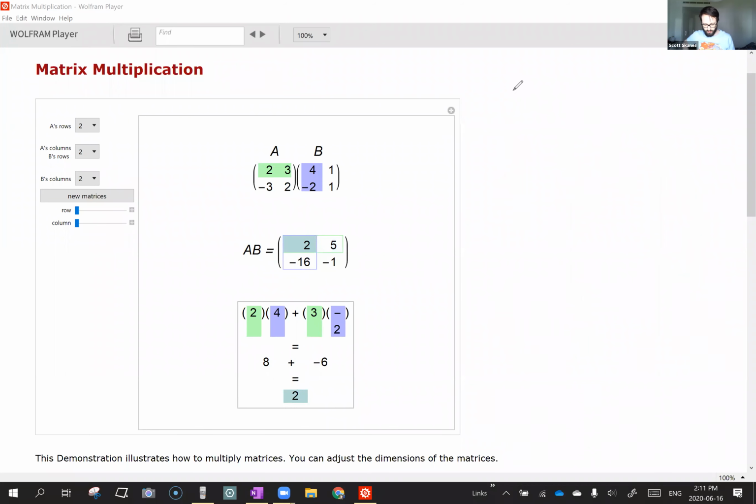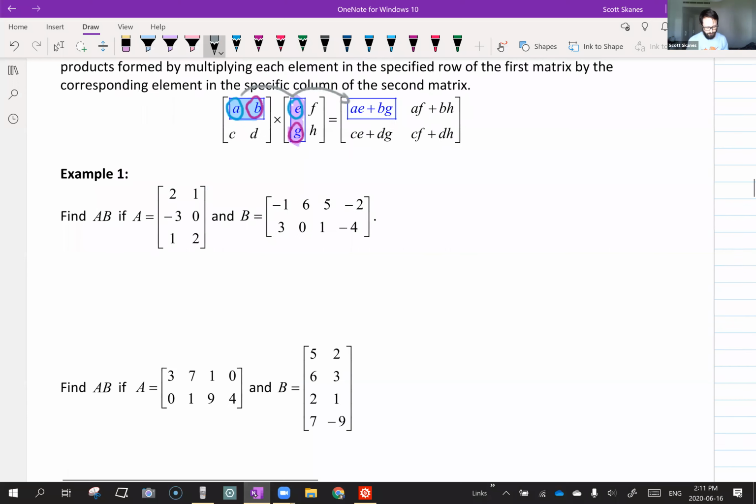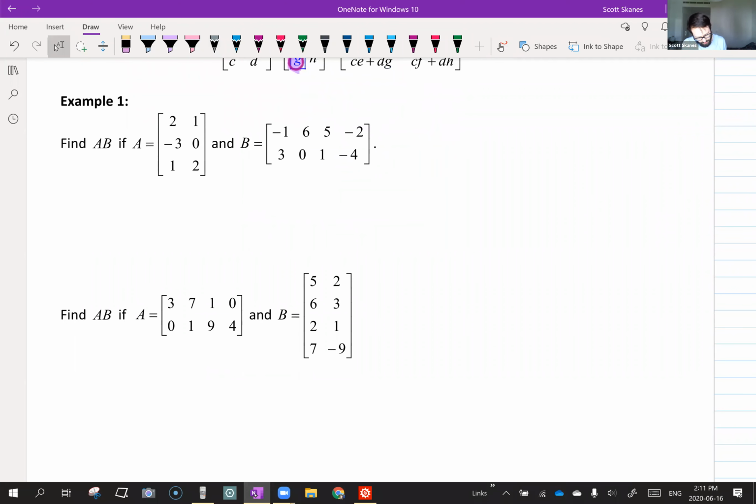So let me show you what it looks like on paper here, because for some students that'll be clear and for others it won't be. Find AB if A is this and B is this. First of all, we need to make sure if we're even allowed to do this. The first matrix has 3 rows and 2 columns. That's A. The second matrix has 2 rows and 4 columns. That's the B matrix.